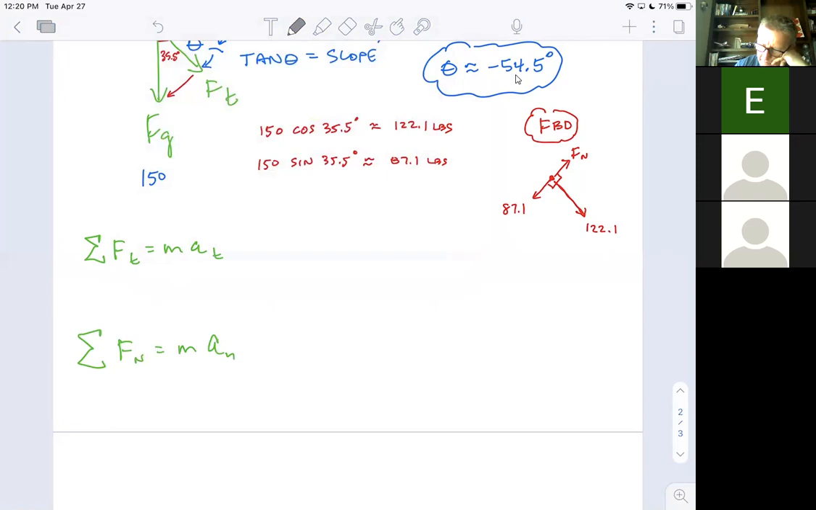So the sum of the forces tangent, well, that's 122.1. That's the only force that's in the tangent direction. And that's equal to mass, which unfortunately is 150 divided by 32.2, times acceleration tangent. Oh, cool. Now I'm going to be able to find acceleration tangent. Think about that: 122.1 times 32.2 divided by 150. Bam, I got 26.2.